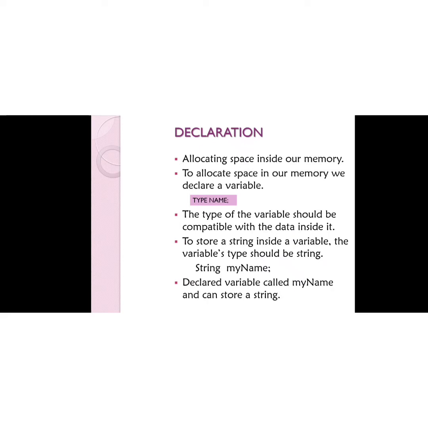The syntax will be the type of the variable, then a space, then the name of the variable and a semicolon. The type of the variable should be compatible with the data inside it. So to store a string inside a variable, the variable's type should also be a string. I have declared a variable called myName and its type is string. So myName is a variable and I am able to store a string inside it.